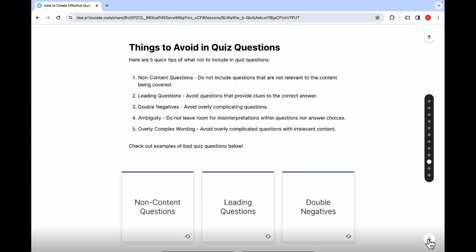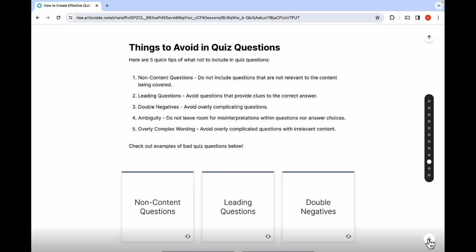There are also some things to avoid when writing your quiz questions. Non-content questions that do not directly assess knowledge of the subject matter can distract and confuse students. Leading questions that suggest the correct answer can skew results and fail to accurately measure understanding. Double negatives can make questions unnecessarily complicated and hard to interpret.